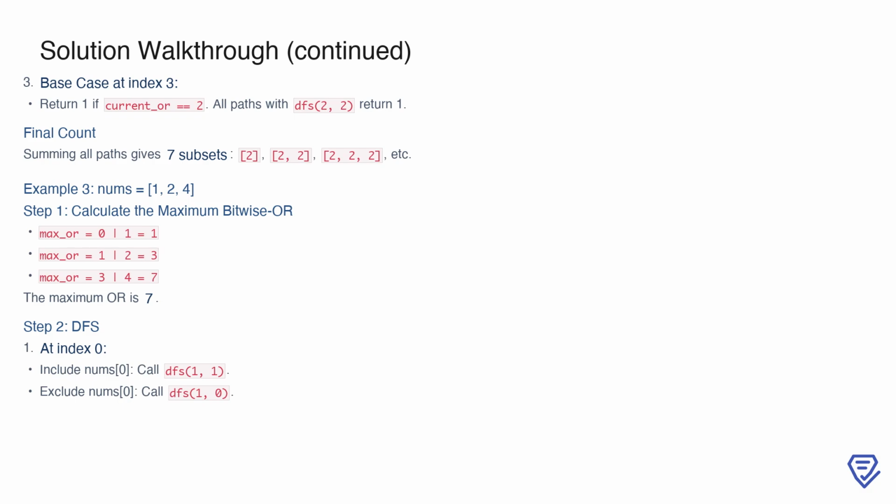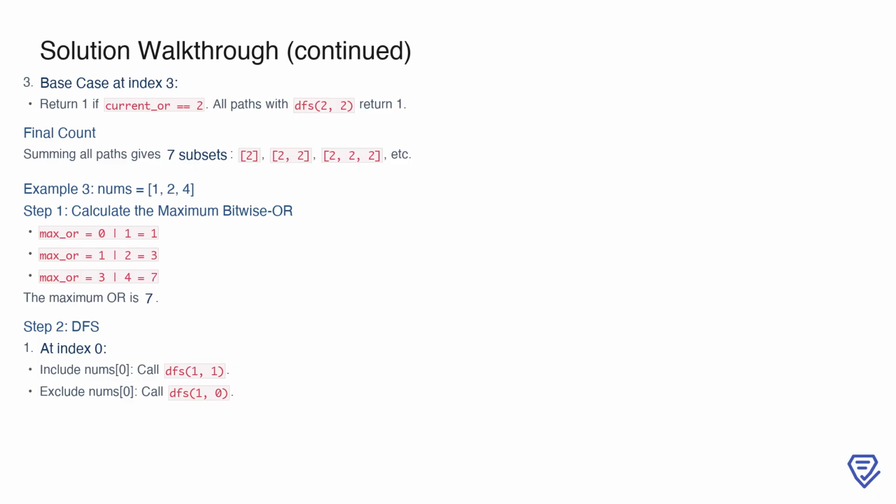Now, let's explore the example nums equals 1, 2, 4. The first step is to compute the maximum OR value. Starting with 0 OR 1, we get 1. Adding 2 results in 1 OR 2, which is 3. Finally, including 4 gives 3 OR 4, which is 7. So, the maximum OR value for this array is 7.